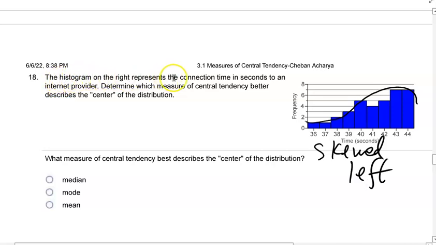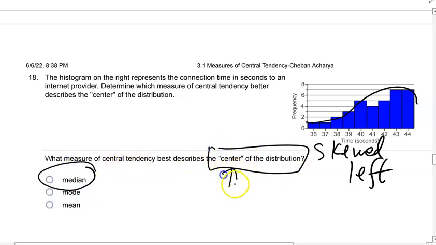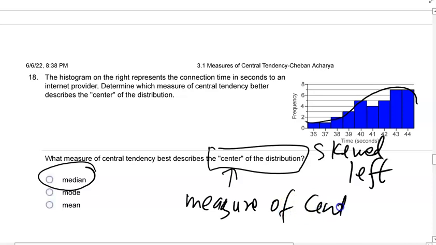The histogram on the right represents the connection time in seconds on the internet provider. Determine which measure of central tendency better describes the center. Here, data is skewed. We always use the median. Therefore, the answer is measure of center, the same name as center of distribution. We use the median because data is skewed to the left.